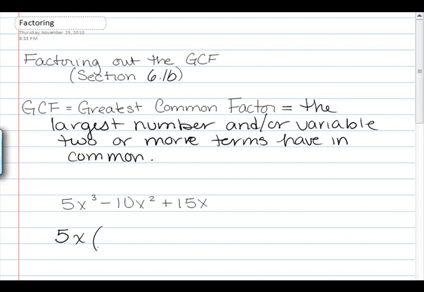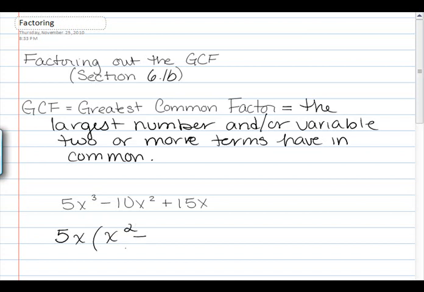Now, what we want to do is we want to state not only what the greatest common factor is, but what you would have left over if that was taken out or divided out. Okay? So if you think about this, if you divide 5 divided by 5, you would have 1, which we don't like to write ones down unless there's no variable. But we have x cubed divided by x, which would give us x squared.